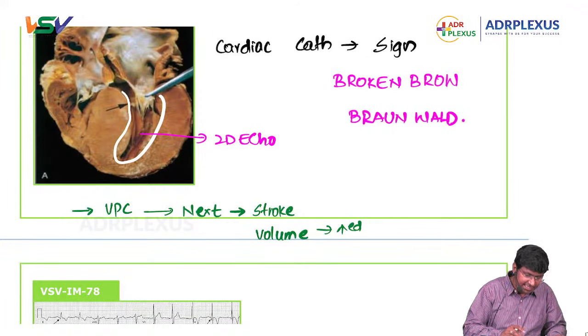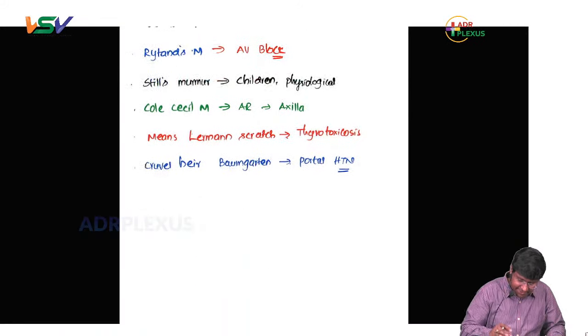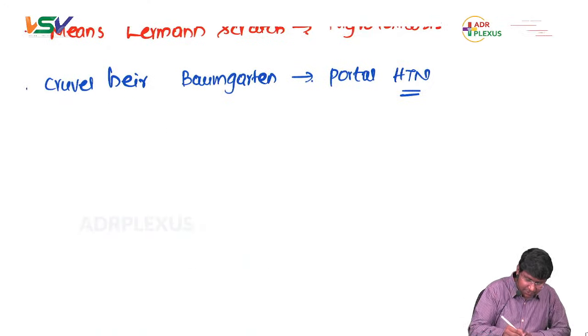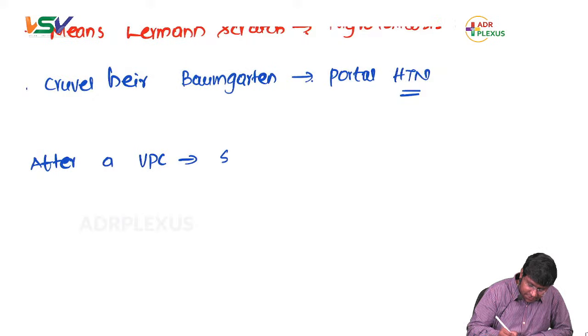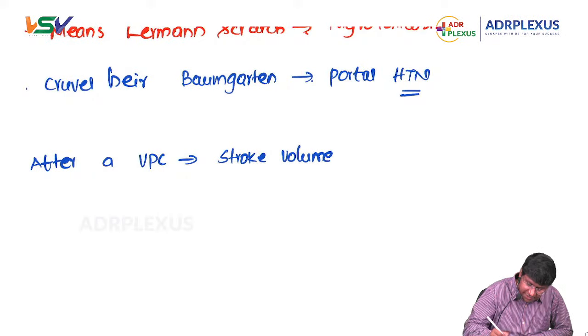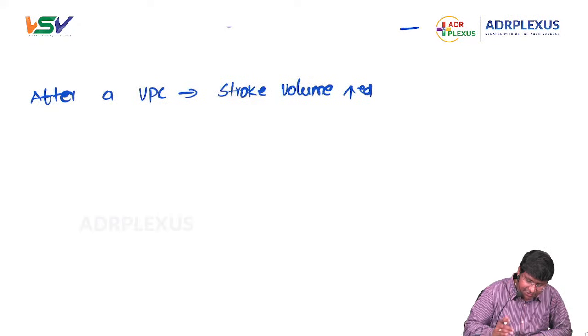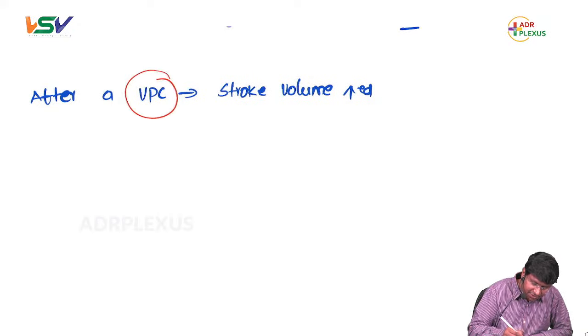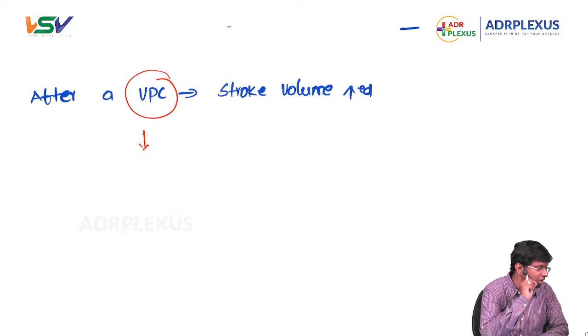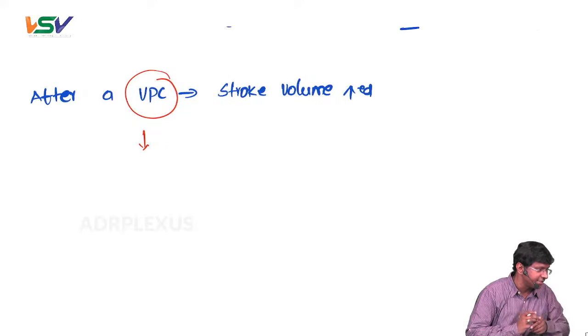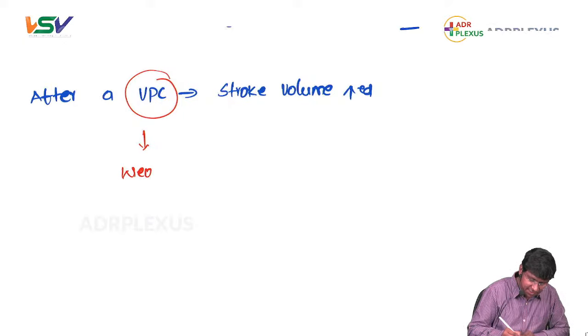Okay, I'll take you to a new page. This requires a little explanation. So after a VPC, the stroke volume is increased. And you can ask me, sir, why is the stroke volume increased after a ventricular premature contraction? You see, tell me, is the ventricular premature contraction a weak contraction or a strong contraction? Very good, Pranita. So this is a weak contraction.